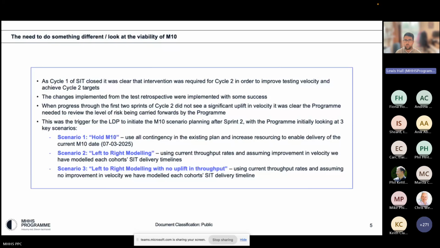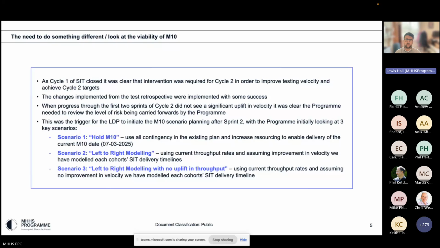And what we looked at initially were three key scenarios. So the first one was holding M10. So if there was a delay to testing, what could we do to maintain the M10 date, which was the 7th of March next year? Scenario two then used the current throughput rates that we'd had and seen, and assumed a level of improvement in velocity based on system stability, fixing of defects, and followed that hockey stick trajectory. And then scenario three assumed that there was no ability for testing to get any quicker, and it was almost a linear view of progress and a linear level of testing that could be achieved.